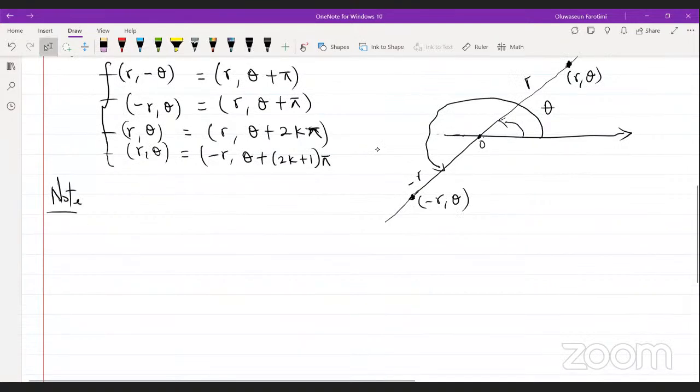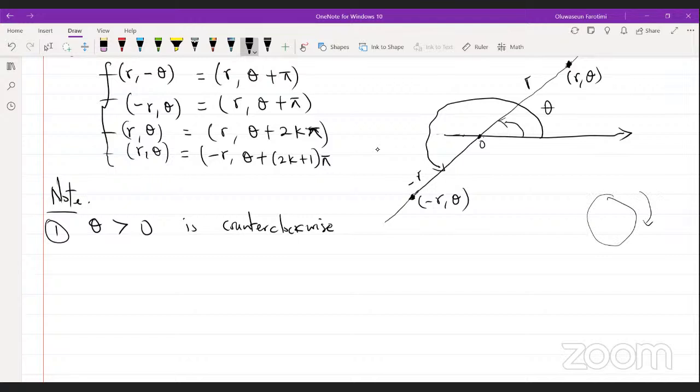So note, first thing to note is that when this angle is positive, it is counterclockwise. Counterclockwise means the opposite way the clock works. We know the clock goes this way; counterclockwise is this opposite direction. So this one is clockwise, and this one is counterclockwise. Counterclockwise from where? From the polar axis.